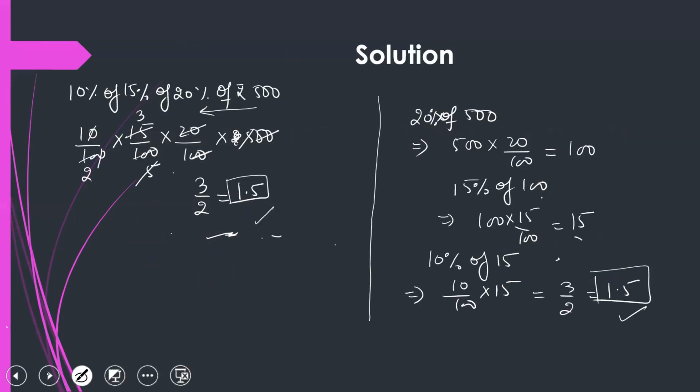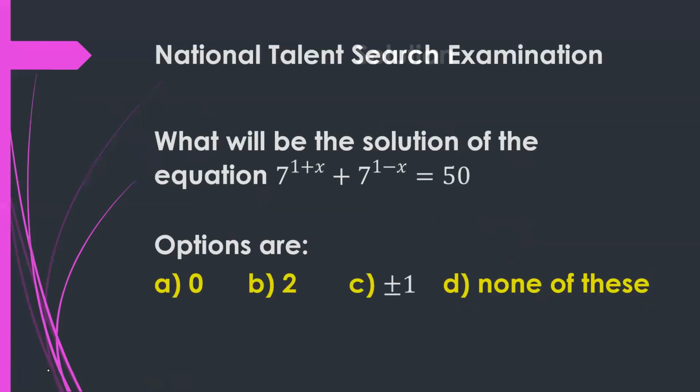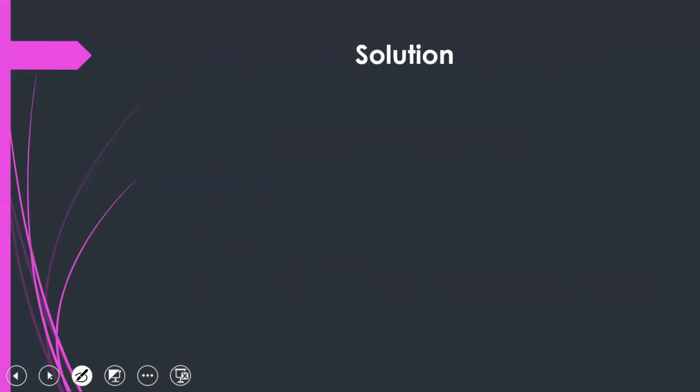Let's see which is the next NTSE problem in front of us. According to the question, we are provided: what will be the solution of the equation 7 to the power 1 plus x plus 7 to the power 1 minus x equals 50. Options are 0, 2, plus minus 1, and none of these. Let's see which one of these is the answer.